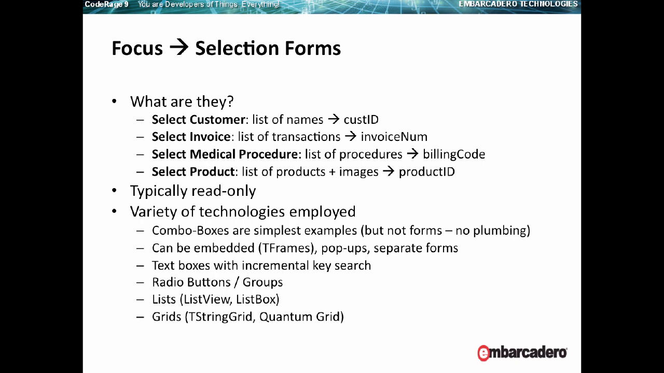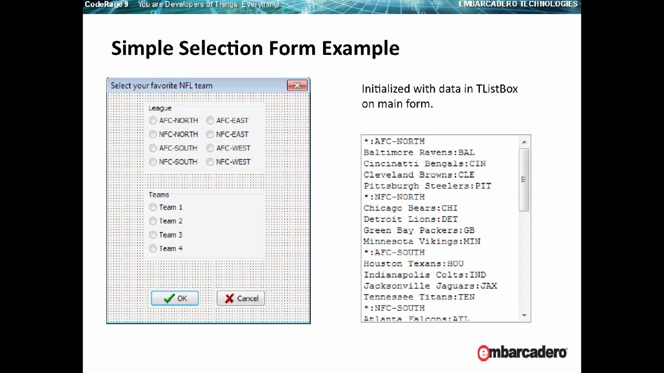You can use a lot of technologies to implement them. Combo boxes are really simple, but they're not forms. There's no plumbing, so all you do is stuff a bunch of things into the Items property. They could be, like I said, embedded on TFrames, pop-ups, separate forms. They could be text boxes with incremental key search. You're not actually modifying anything, but you do have some interaction on the form. They could be radio buttons or groups, lists, grids, any variety of things.